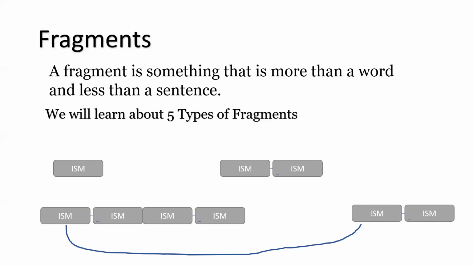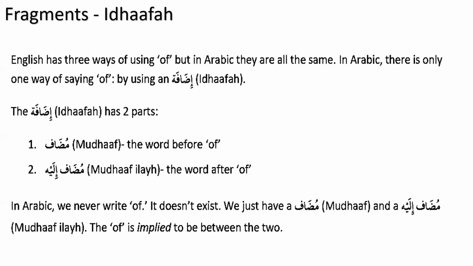So that's one kind of fragment, and it is our first fragment. That fragment is called Idafa. The Arabic name is Idafa. English has 3 ways of using "of," but in Arabic, they are all the same. In Arabic, there is only one way of saying "of," by using an idafa. So idafa means a fragment.